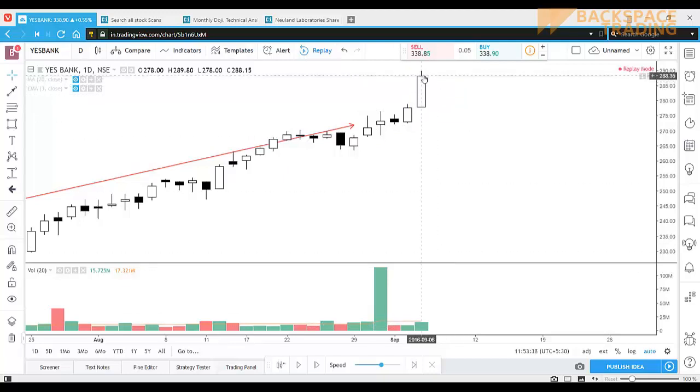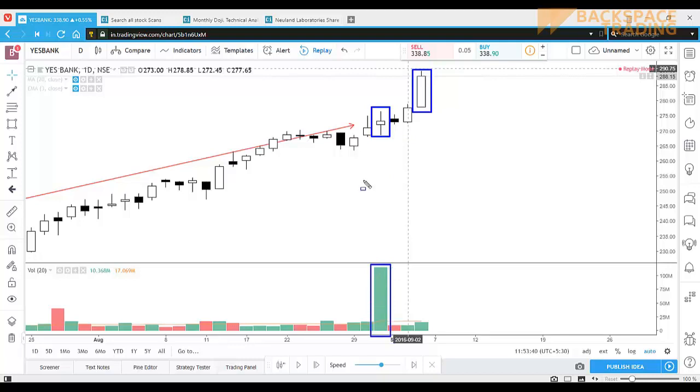See, I understood this is a climax. Obviously, for every stellar move there has to be a climax, and this was the climactic candle that happened, which was confirmed by this spinning top and this much peak of volume. There is no more demand left over here. Every profit has been booked.